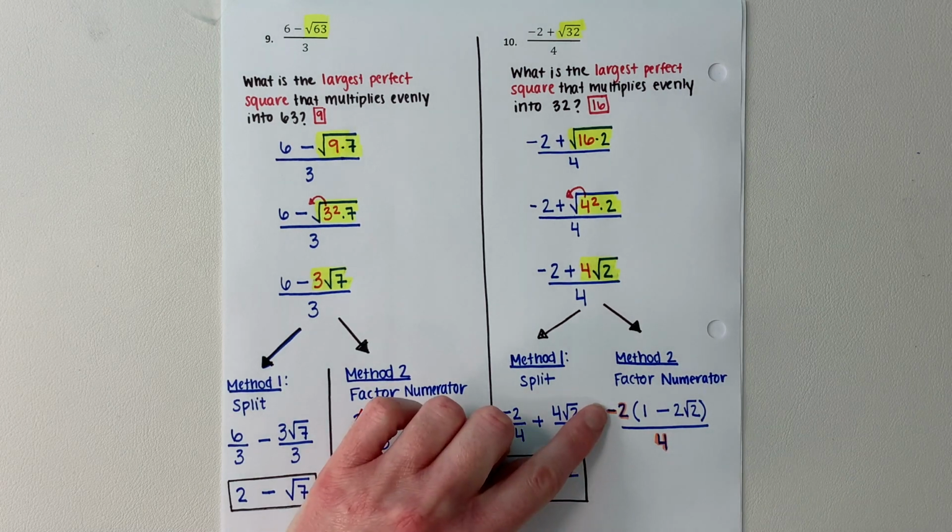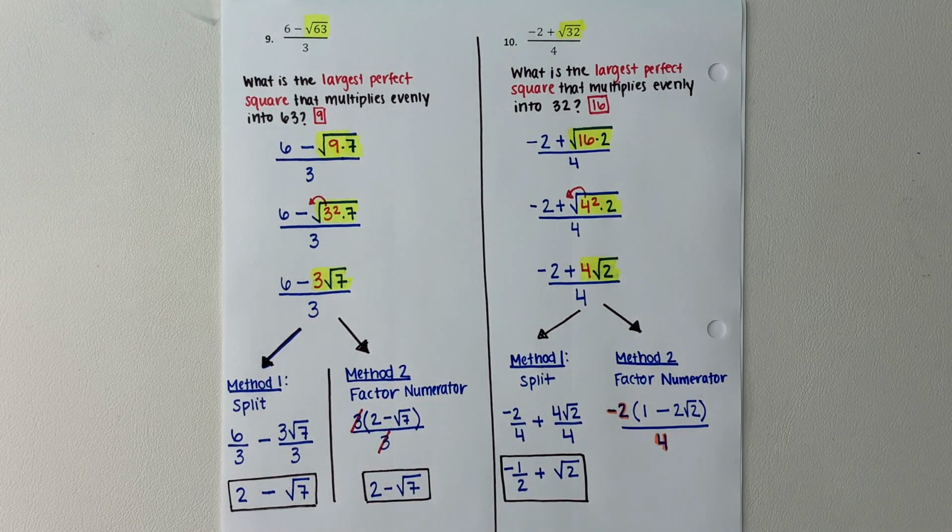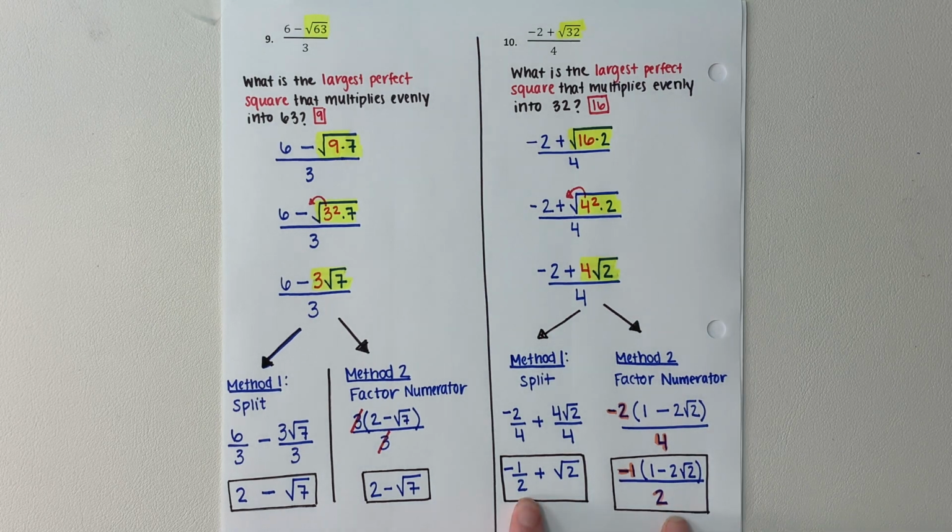So if we look at the -2/4, that can be reduced to -1/2. Now, it's good to know that there's two different methods here, because sometimes depending on what method you use, your answer might look slightly different, but they are equivalent.